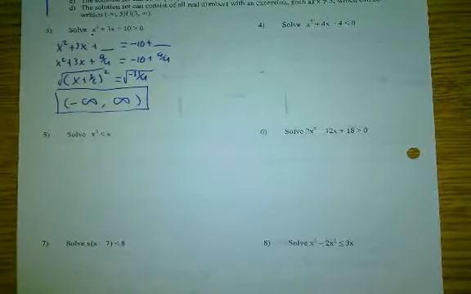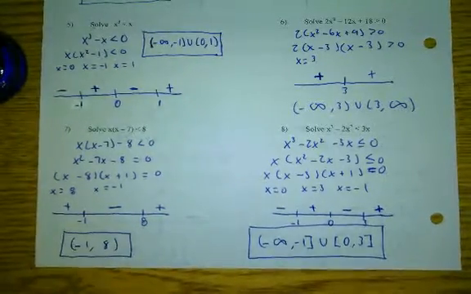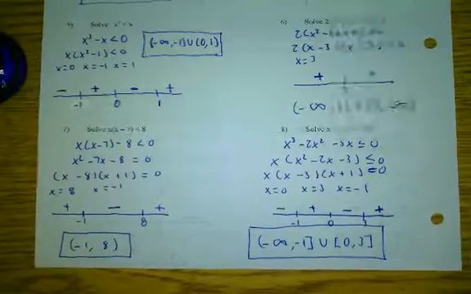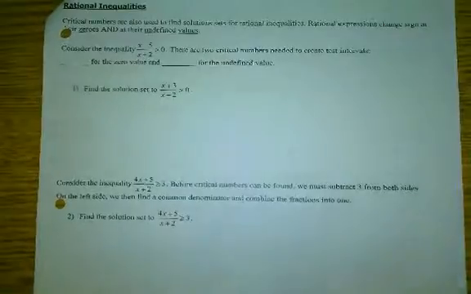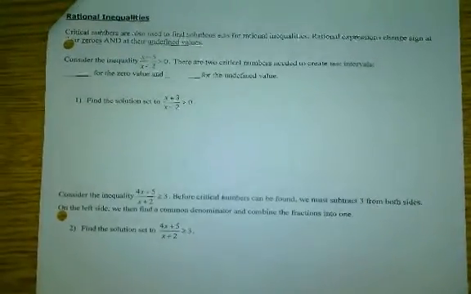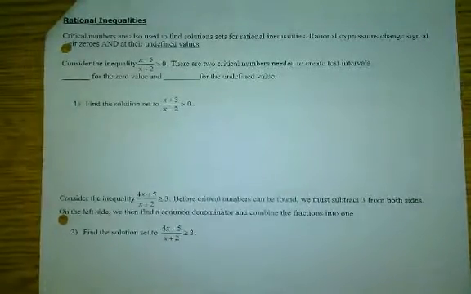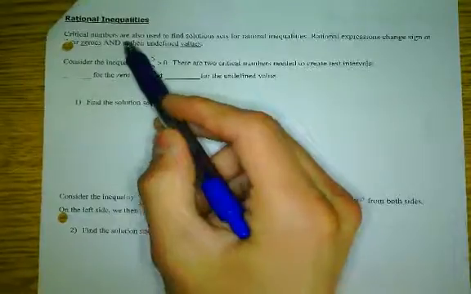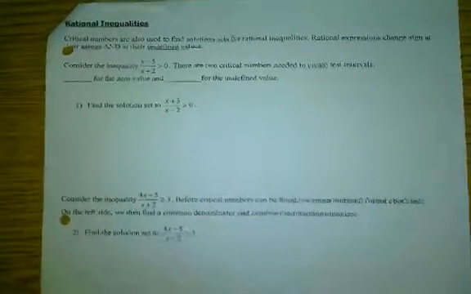Alright, you're also going to be dealing with rational inequalities. It's basically the same process, but there's an extra step to it. Critical numbers are going to be used as well, so you're going to find the zeros of the rational function. However, a rational expression changes sign not only at its zeros, but also at its undefined values. And when I'm talking about undefined values, what do you think I'm talking about? Asymptotes. Vertical asymptotes.